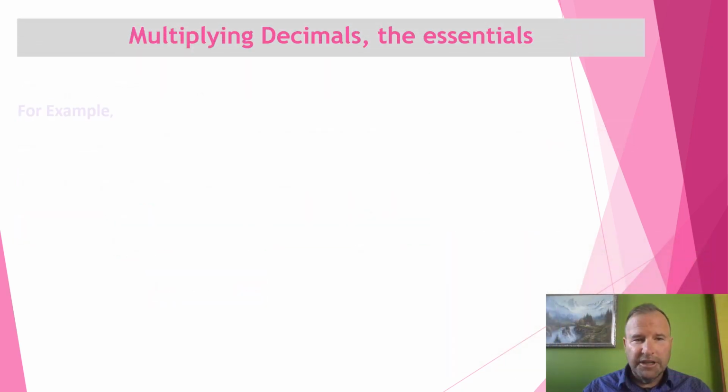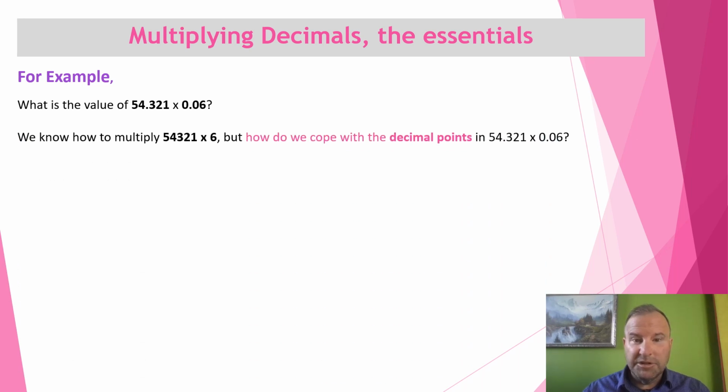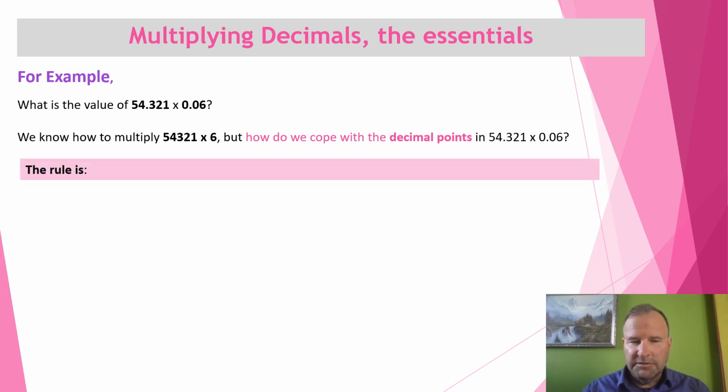For example, we're going to have a look at how we work out this number in terms of decimals. What is the value of 54.321 times 0.06? Most people could do that probably in their heads. Most people use the calculator, but this is how we do it without the use of a calculator. So we know how to multiply 54,321 by 6, and then we have to cope with the number of decimal points.